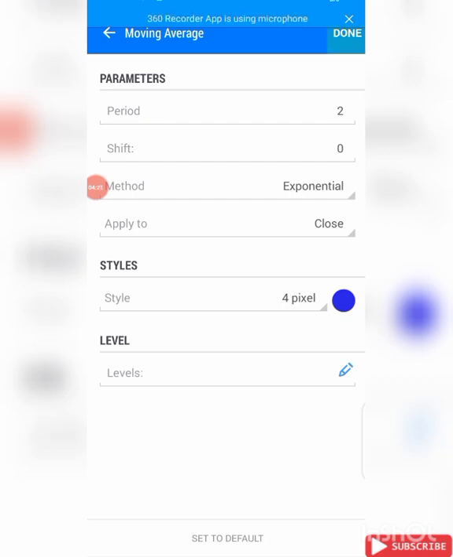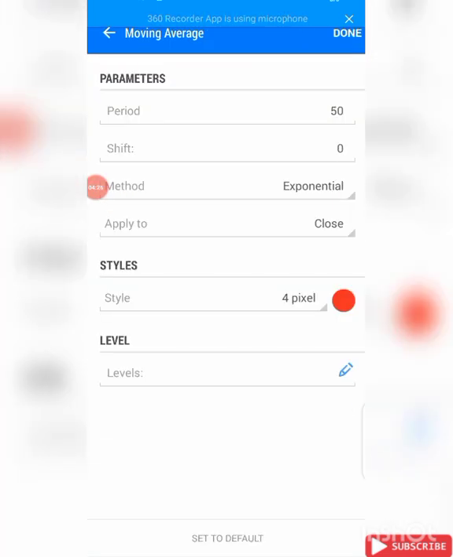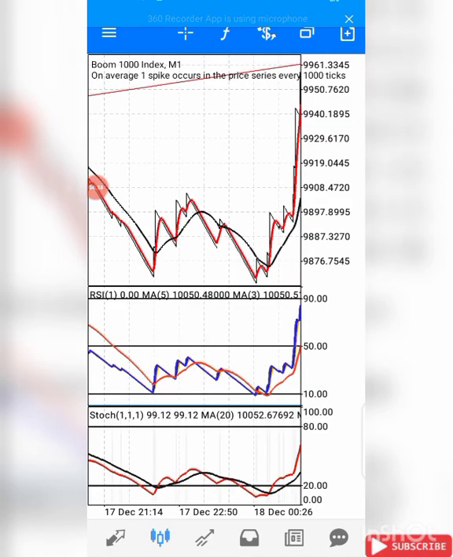Then the last moving average we are using is period 50, shift 0. Method is exponential. Apply to close. Style should be 4 pixels. I'm using red. Done. So that is it for indicator window 1.